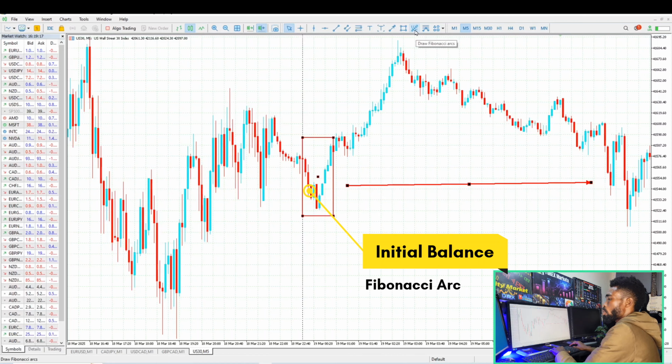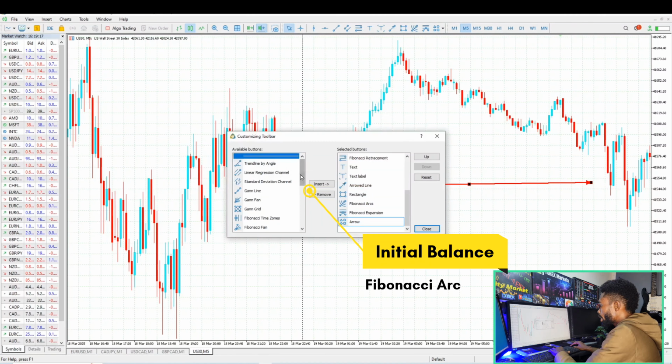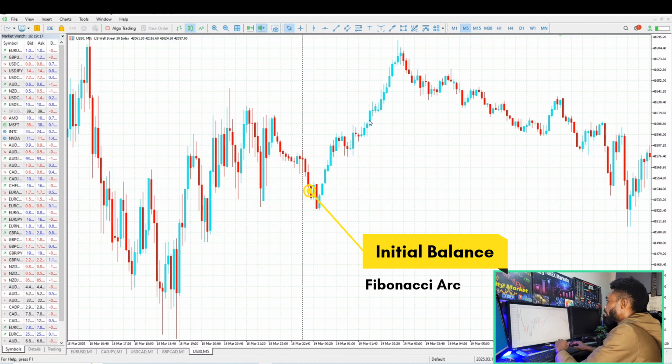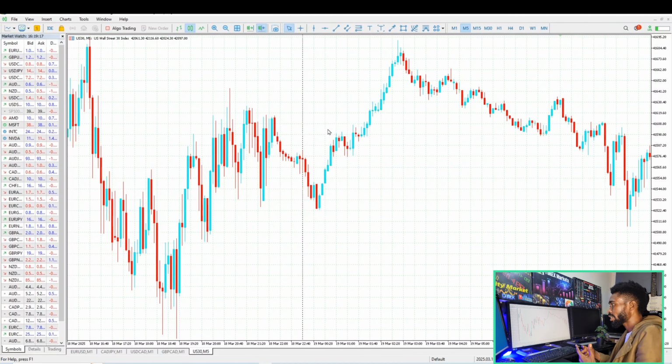If you don't already have it on your chart, when you're using MT5, you can right click here and go to customize, and when you go through here, you can find the Fibonacci arcs, and then you can insert, and then it will appear here. So how does the Fibonacci arc work with the initial balance? Now you already know that the initial balance is the first 1 hour. You're looking for the point where the market reverses in the first 1 hour of the market. So you could see that clearly from this chart.